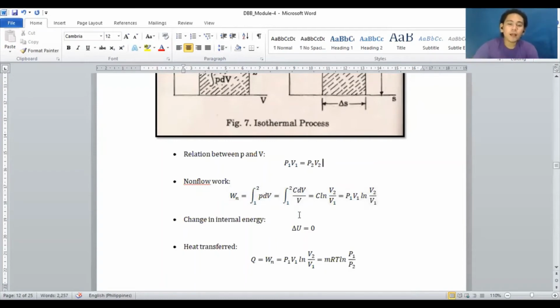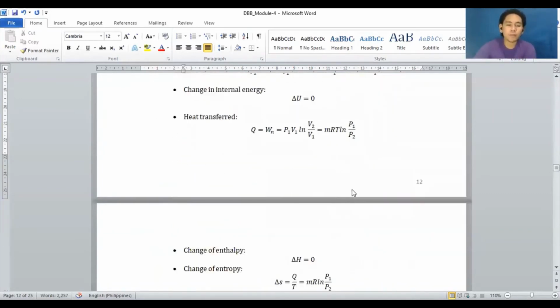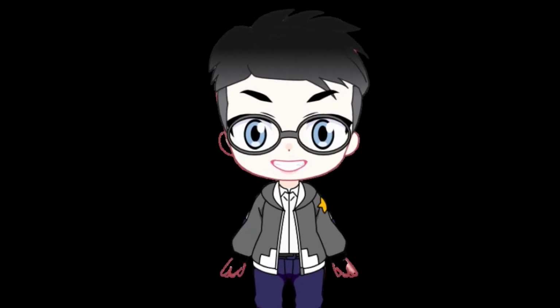Now for the work non-flow, the integration of PdV, which is the mother equation, yields P1 V1 ln V2 over V1, which is the work non-flow. Now the change in internal energy: the equation for internal energy is delta U equals mCv delta T, so when you see delta T, the temperature is constant, therefore your delta U is 0. Now your heat transfer, Q equals Wn, which is P1 V1 ln V2 over V1. Okay, now the change of enthalpy: your delta H is 0 since delta H is mCp delta T, and the temperature is constant, so therefore your delta H is 0.